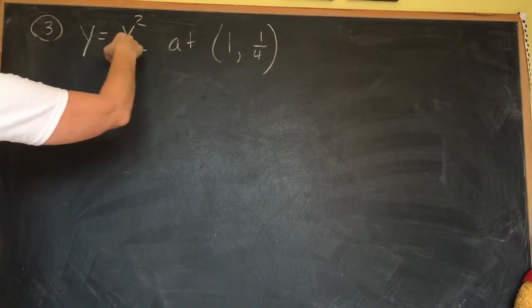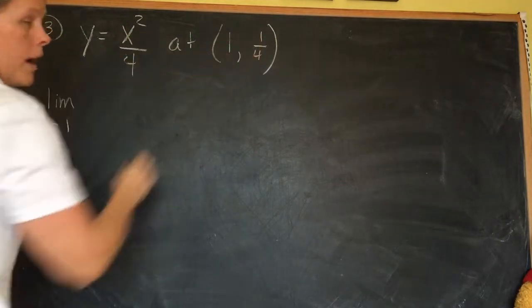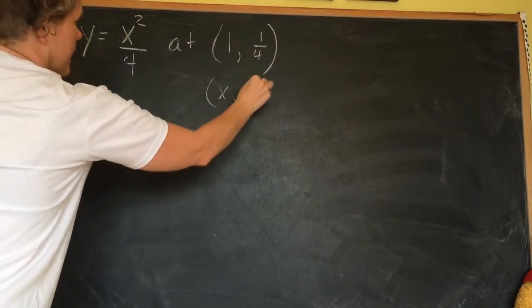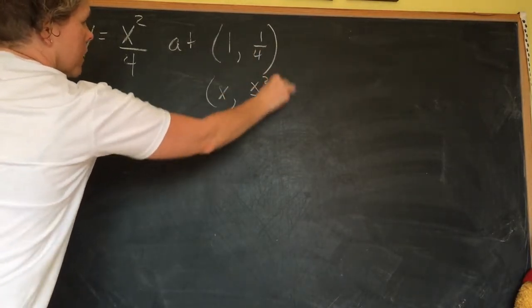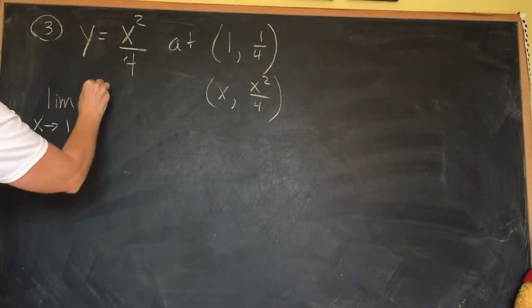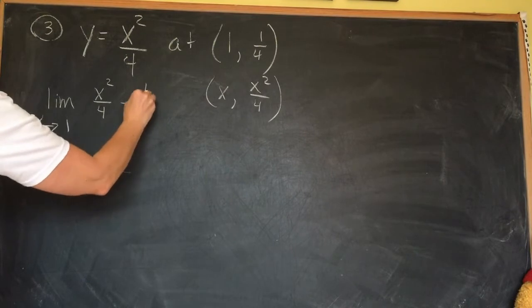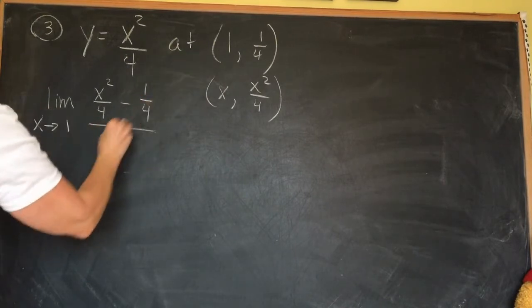It always approaches the x value of the coordinate. If I put 1 in here, I get 1/4. That's where the y came from. All right, so there's my point. My other point is x comma x squared over 4. All right, so y minus y1 over x minus x1.